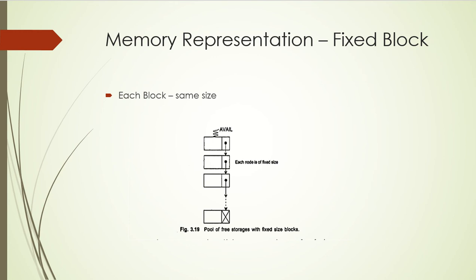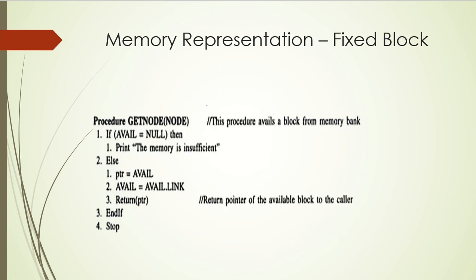So avail is the header of the memory bank. The header that represents the starting of the memory bank is called avail. So this is the pictorial representation. Let's see the get node and return node procedures when applied to a fixed block memory bank. As I said, you have to remember that the block size is fixed. Each of the blocks is of the same size.